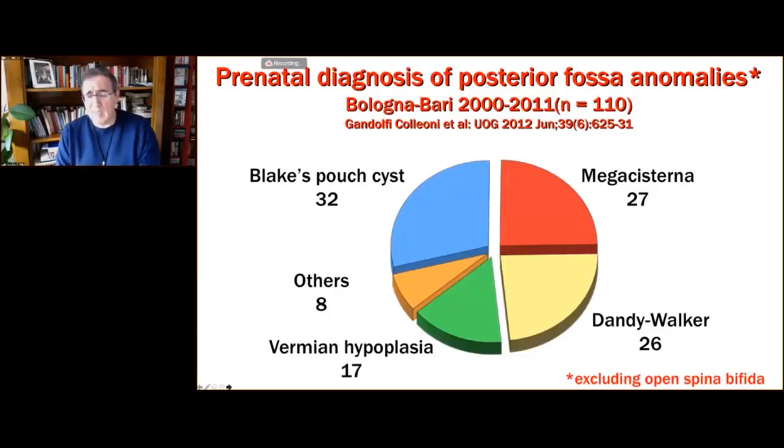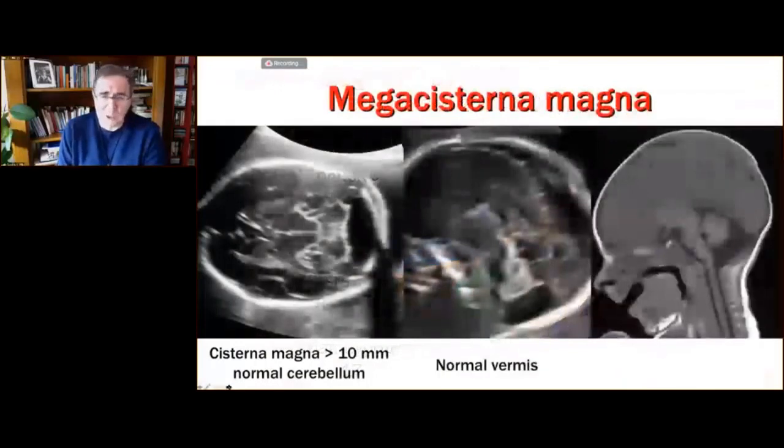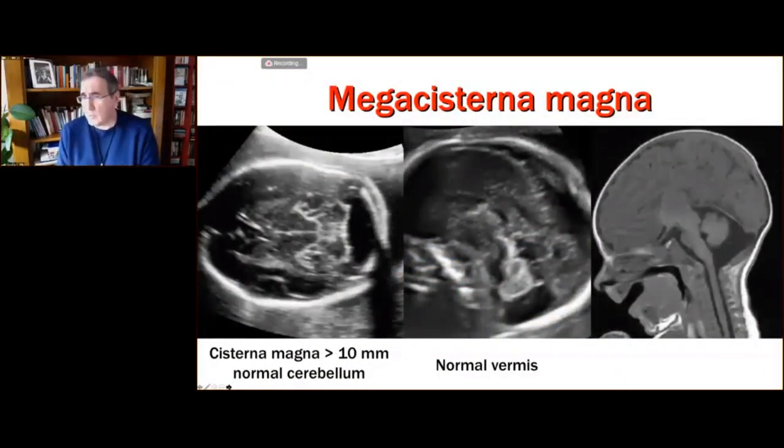Now, let's go over this group of conditions. The diagnosis of the megacisterna magna is a very simple one. It is a very large cisterna magna with a normal vermis. The recommendation, the threshold, is 10 millimeters. So if you have a cisterna magna which is larger than 10 millimeters in the second trimester of gestation, which is over 3 standard deviations from the mean, then this is suspicious of a possible problem.